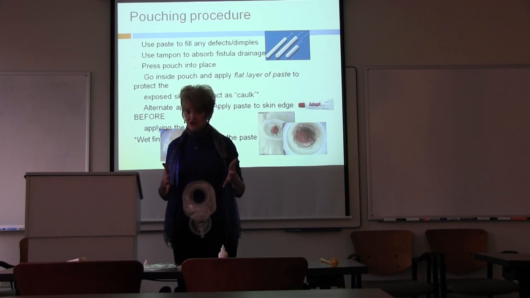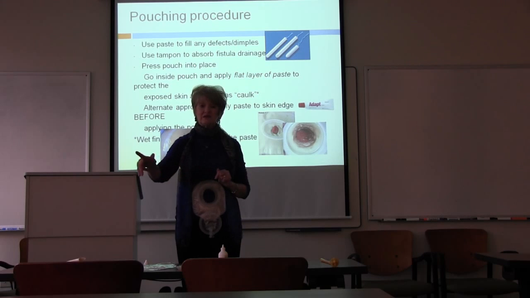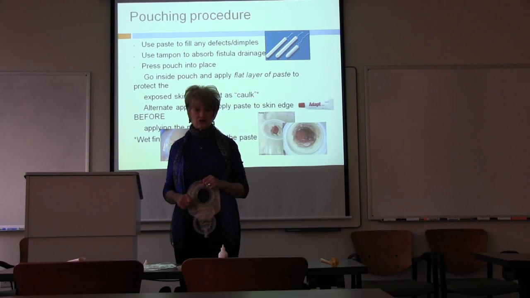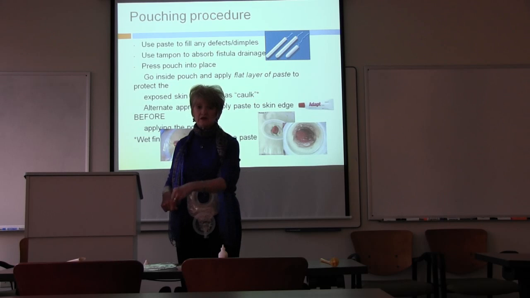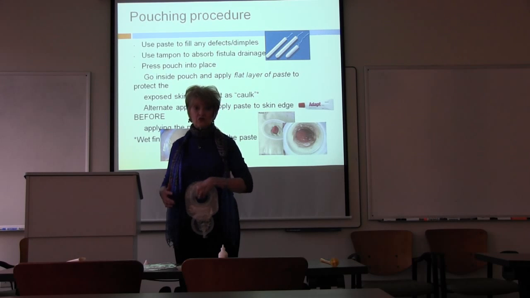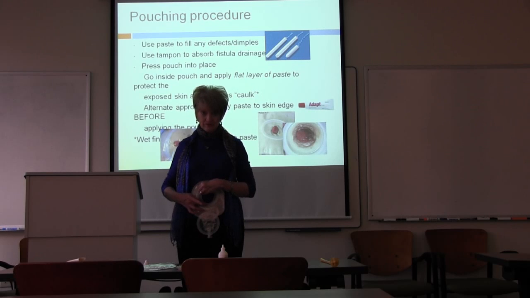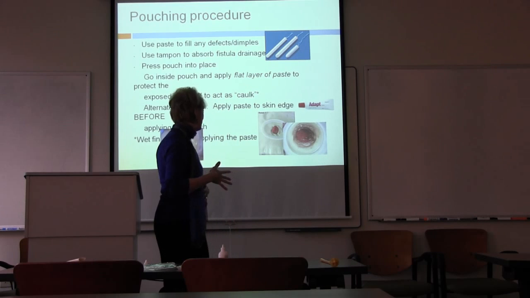So our recommendation is get your pouch ready, lay it to the side. Have a stack of tampons that you can use to control fistula output. Hold a tampon in, clean the skin, dry the skin. Swap out, treat any damaged areas. Swap out, fill any little defects with paste. Swap out, put on your pouch. Swap out your tampon, add paste to the edge, swap paste till you get it all done. Okay, that works very well.